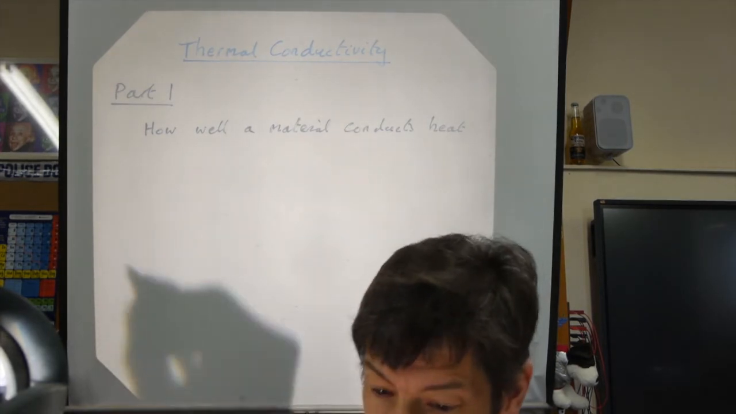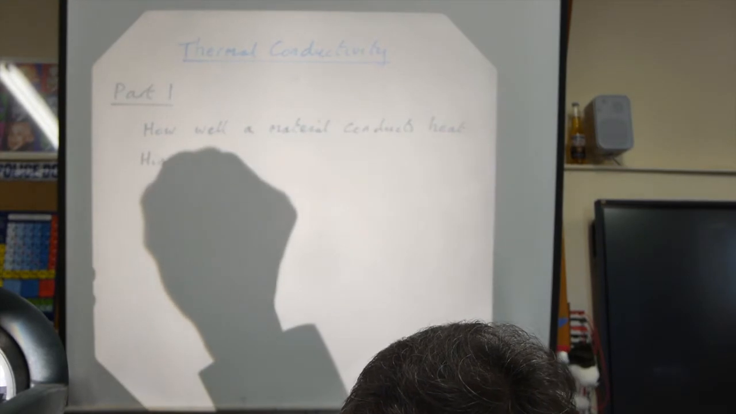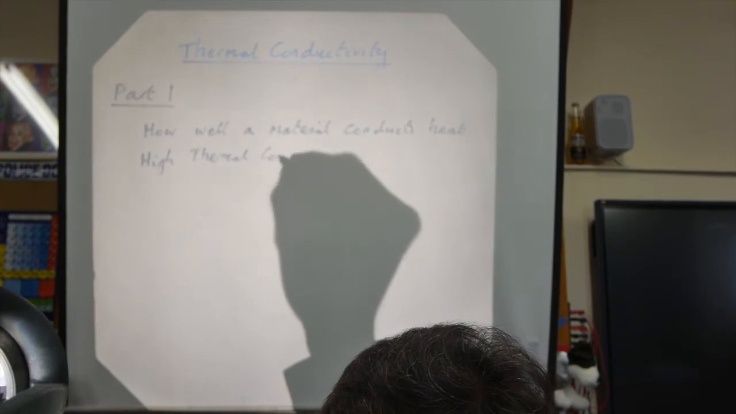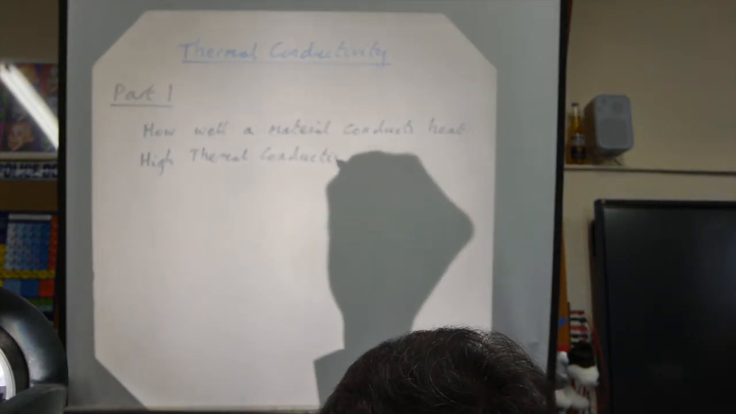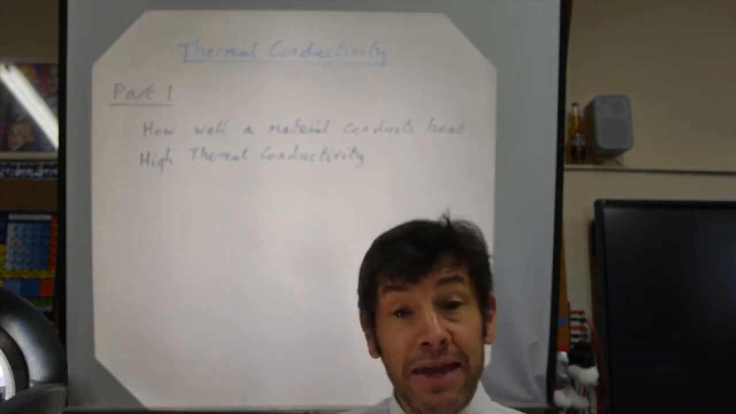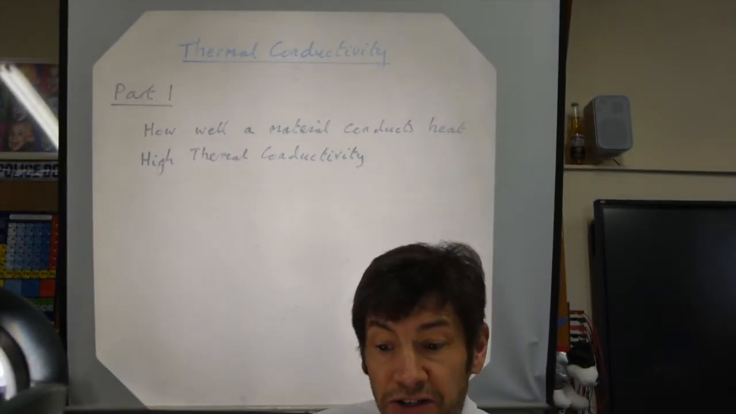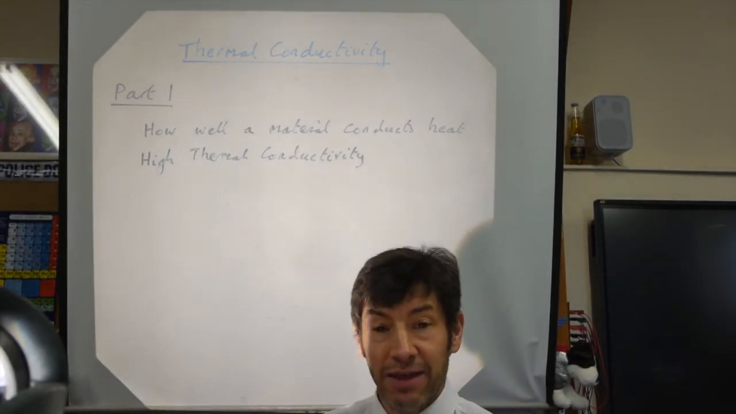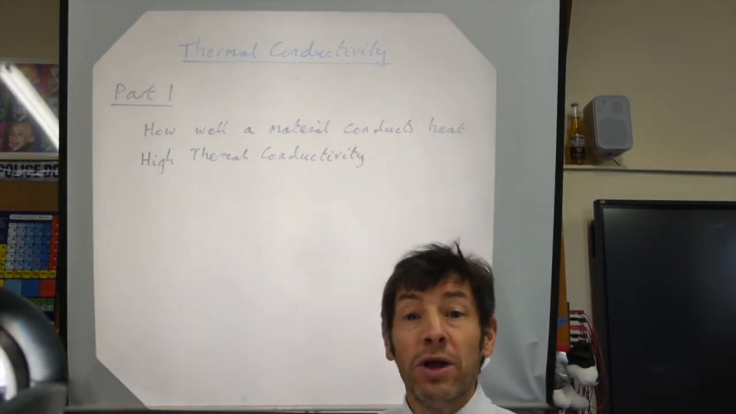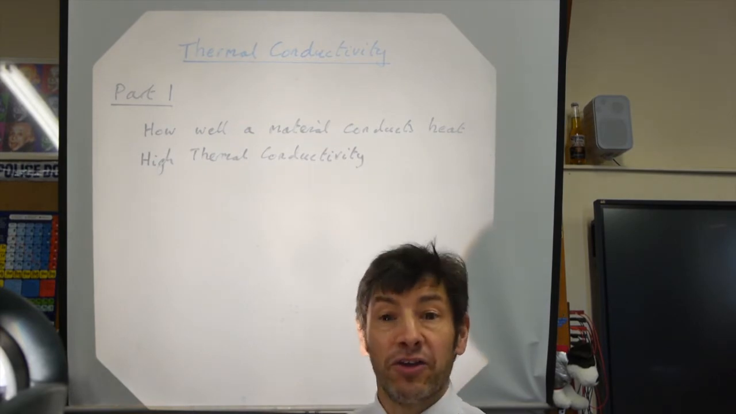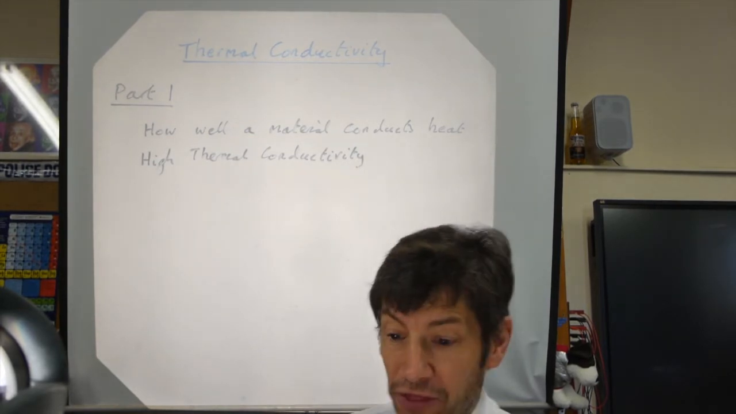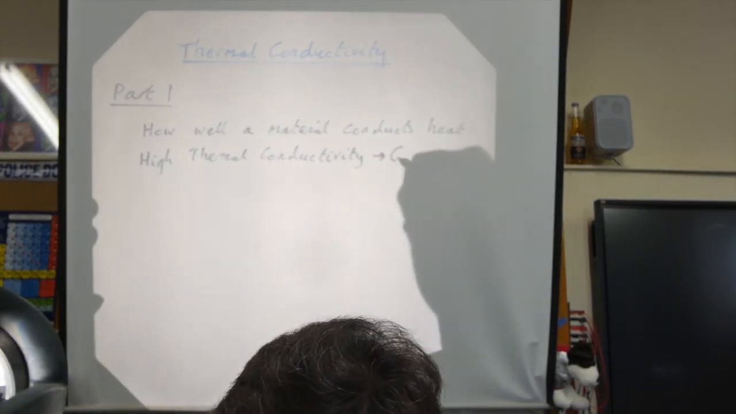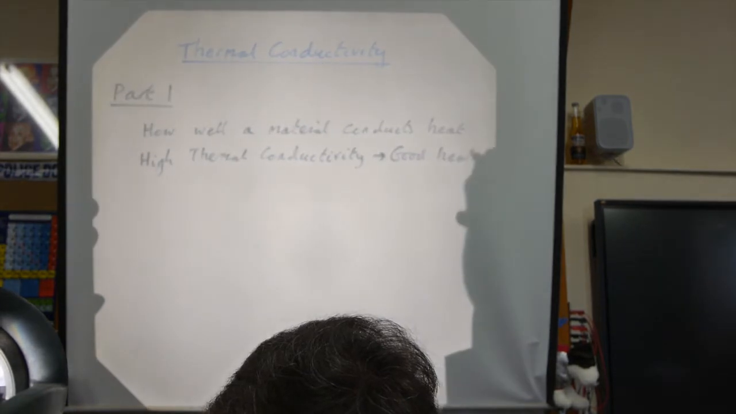And what we're going to say is that a high thermal conductivity means that the material conducts better. So if it has a high number, and you can look it up in a data book, it means that the material you're dealing with will conduct heat better than a material with a lower thermal conductivity. So high thermal conductivity means a good heat conductor.